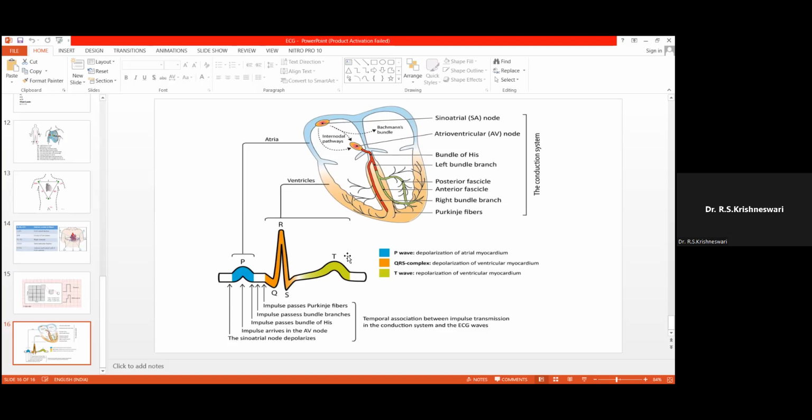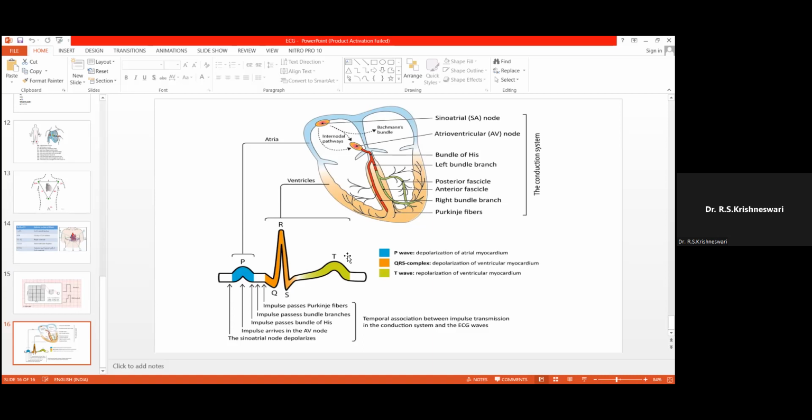So when the SA node fires, the atria start contracting, and there will be production of the P wave. Once the P wave ends, this electrical impulse will be reaching the AV node. So P represents atrial depolarization. Once the SA node fires, the P wave starts, and when the impulse reaches the AV node through the internodal fibers, the P wave ends.